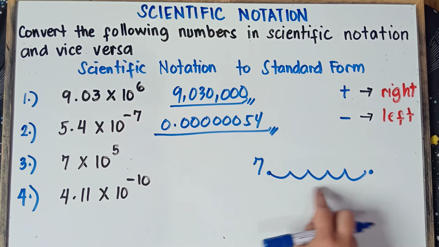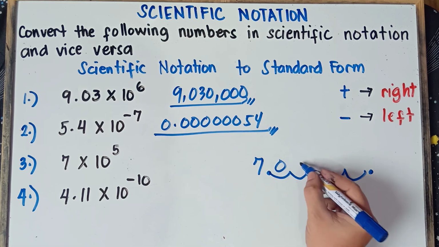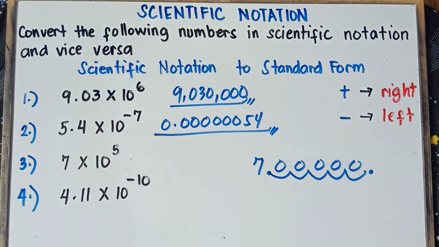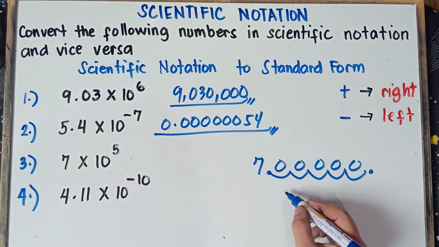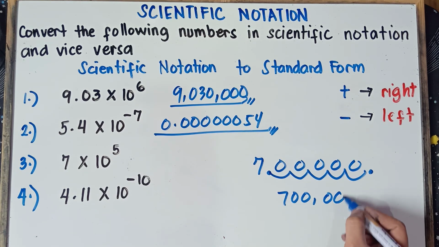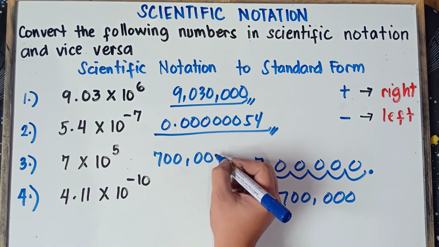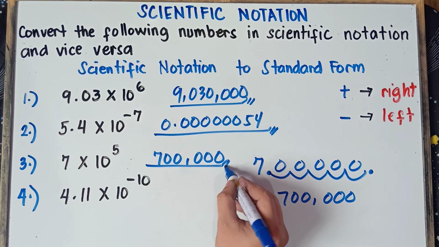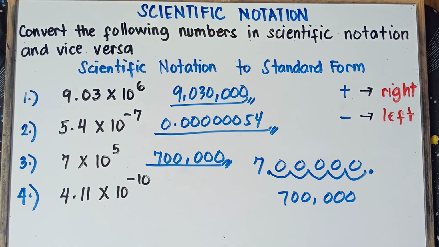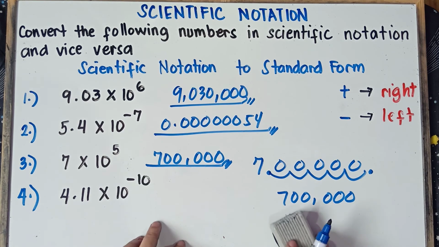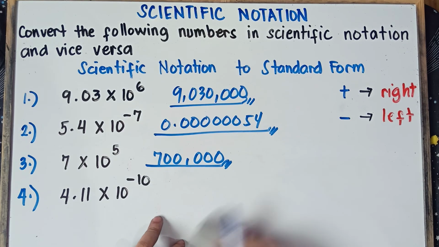So, how many zeros will we be adding? That will be 5 zeros. Alright, so our answer would be 700,000. That's it, class. 700,000. Easy, right, for this one? Alright, so that's the answer with regards to example number 3. So, last example, class. Example number 4.